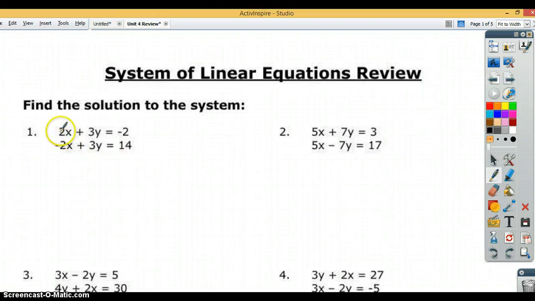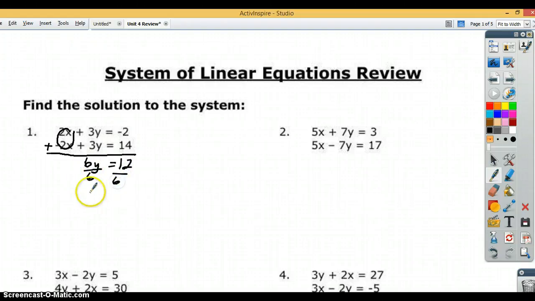Because we have a positive and negative 2x, we can go ahead and add these right away. So 2 plus negative 2 is our 0. 3 plus 3 is 6y. Negative 2 plus 14 is 12. You divide by 6, and you get y is equal to 2.